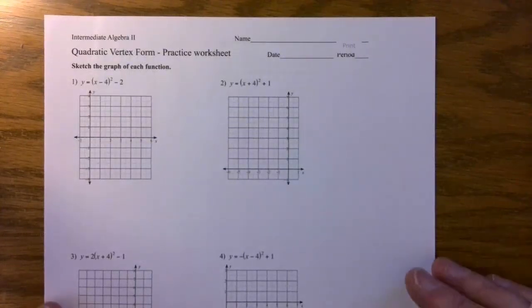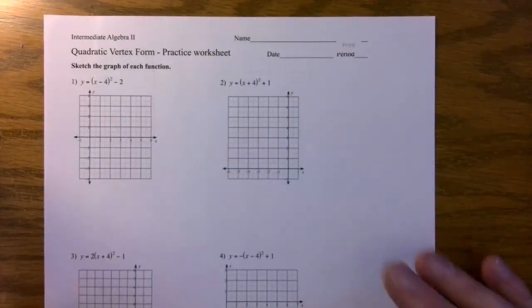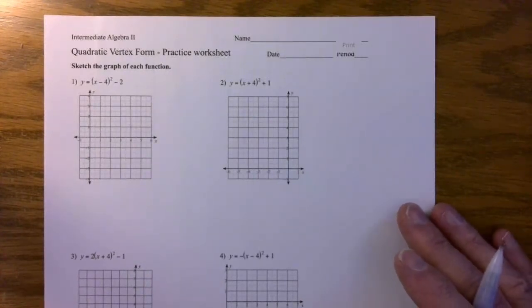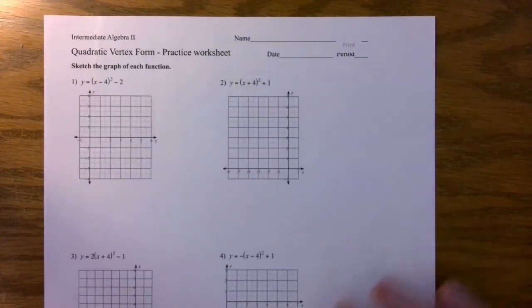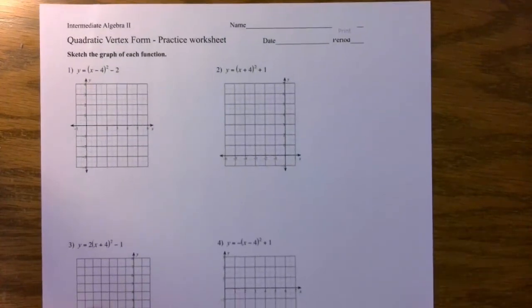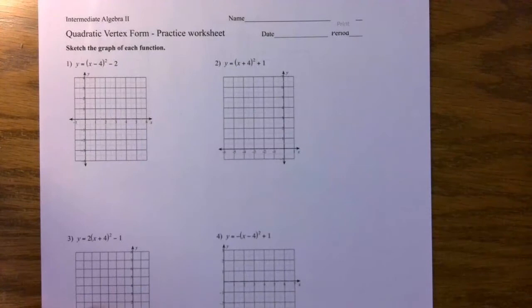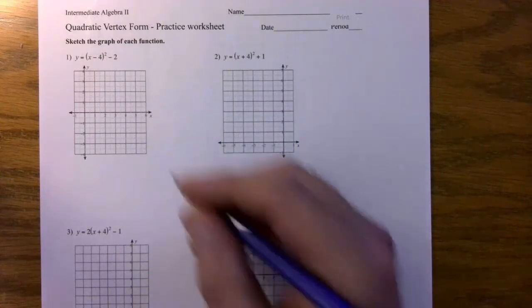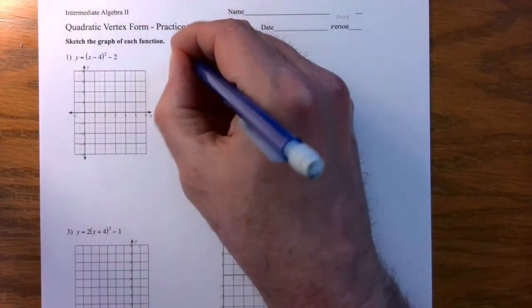Okay, hello everyone. Guys, we're going to graph 6 functions that are in vertex form, and they're all quadratics. First thing you've got to do is find the vertex. And when they're in vertex form, it's pretty easy. It's an (h, k). The vertex is the (h, k).